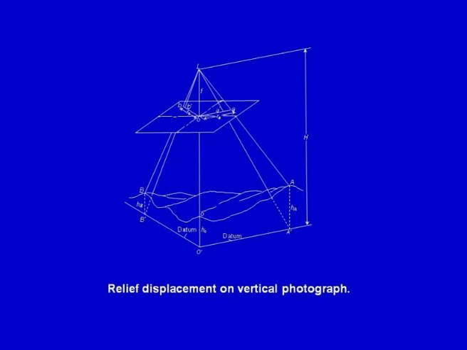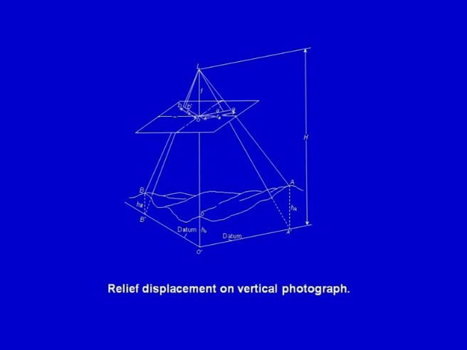Now, if I move this particular point, ground point A, from the datum to its original height h_A, this particular point will start to shift its position on the image and move along a particular direction, which would be radial from the center of the photograph, and would appear at this particular point a. So, this movement which has taken place because of the ground point rising from the datum to its actual elevation is what we call the relief displacement, and can be expressed as the distance represented by the points a, a dash.